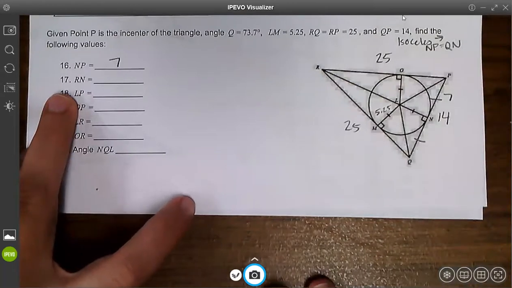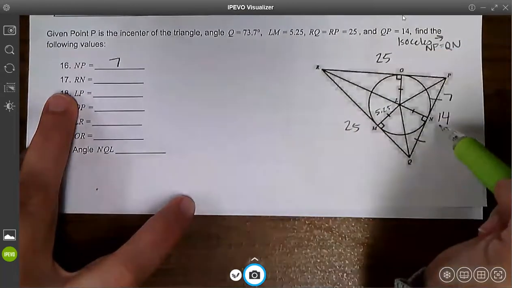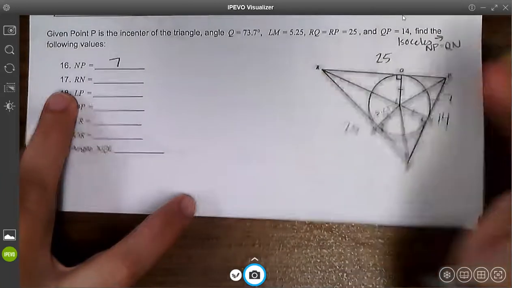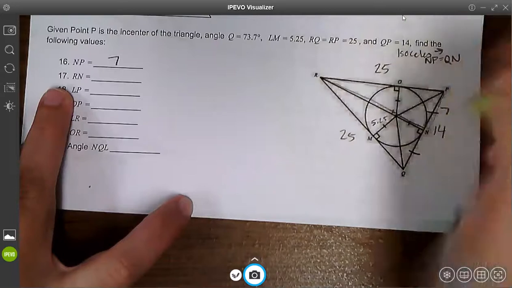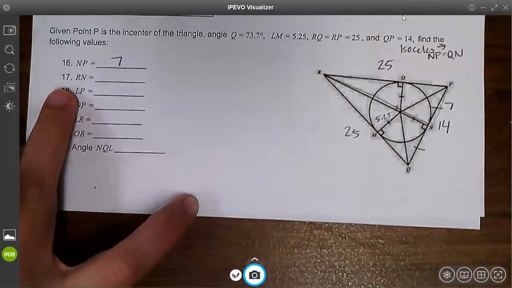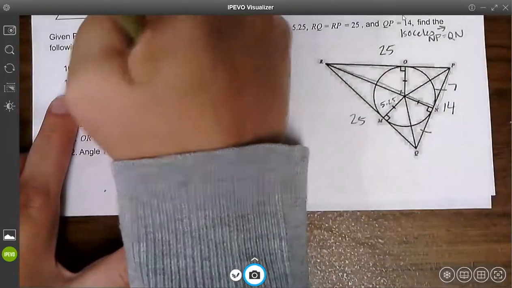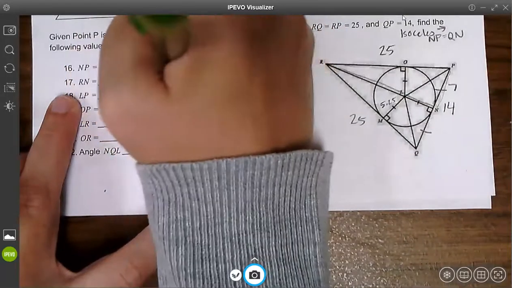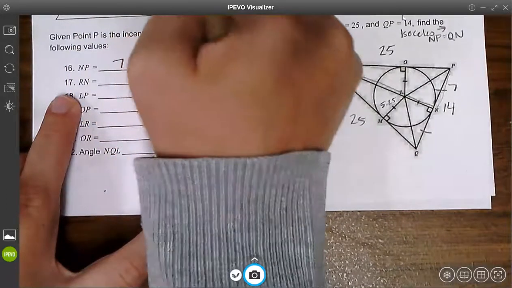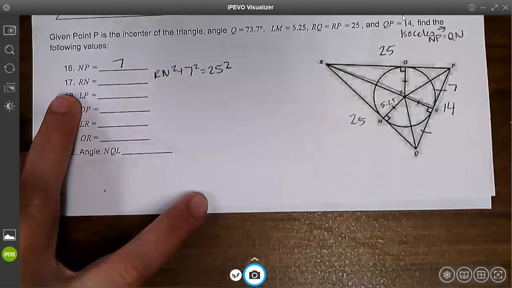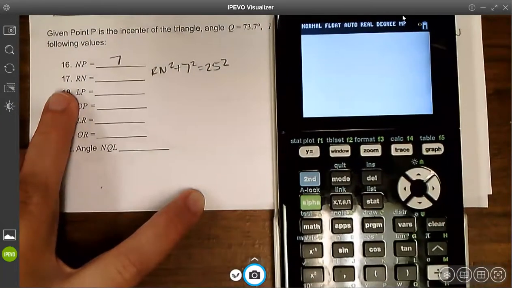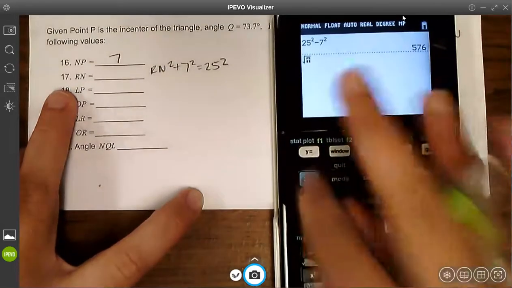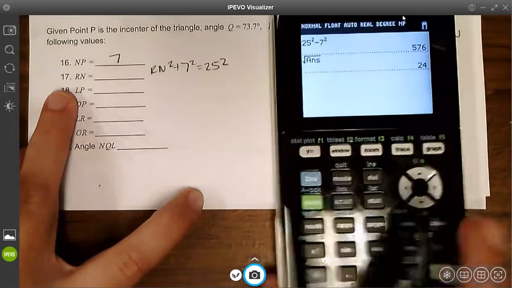RN is this whole side here. So we can use the Pythagorean theorem in this triangle to find RN. RN squared plus 7 squared is going to equal 25 squared. In my calculator, I'm going to say 25 squared minus 7 squared, and take the square root of both sides. Solving that equation, you get RN is 24.